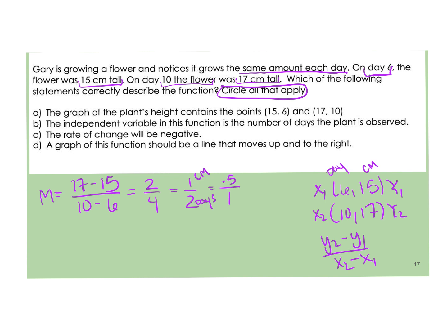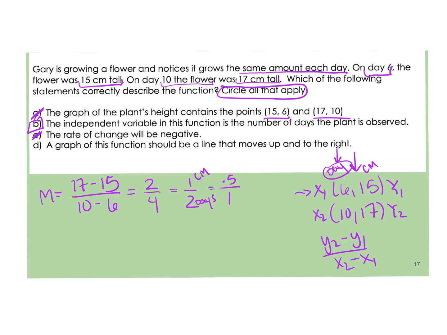The graph of the plant's height contains the points 15, 6, and 17, 10. No, those are backwards. Right? 6, 15, 10, 17. The independent variable, the x value, in this function is the number of days. Absolutely. Independent variable, x, days. Correct. Rate of change will be negative. No, the plant is growing, you guys. The plant is getting taller, so the rate of change will be positive.